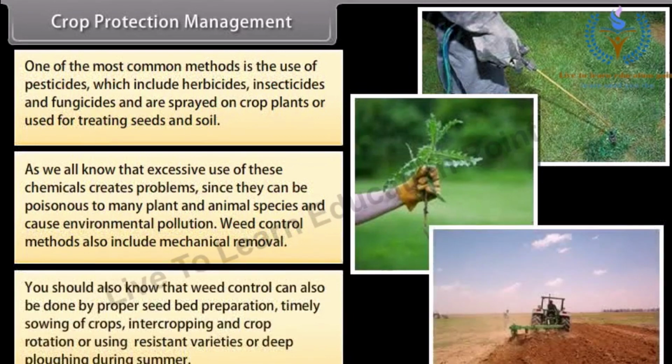You should also know that weed control can also be done by proper seed bed preparation, timely sowing of crops, intercropping and crop rotation, or using resistant varieties or deep plowing during summer.